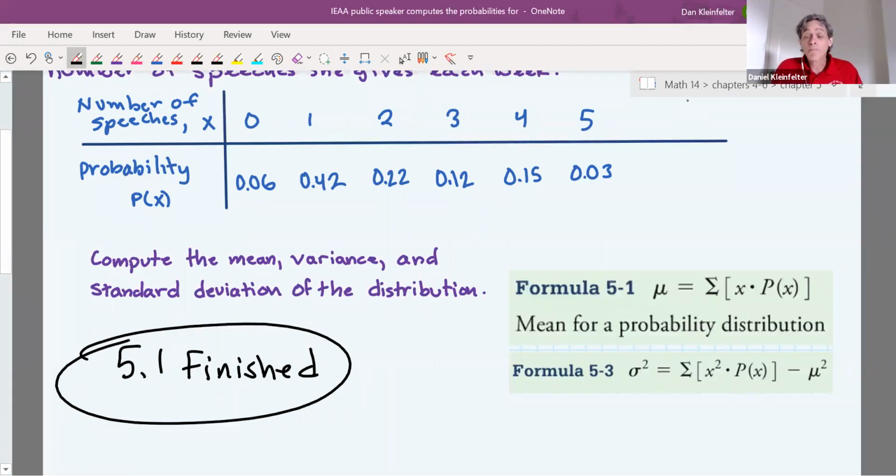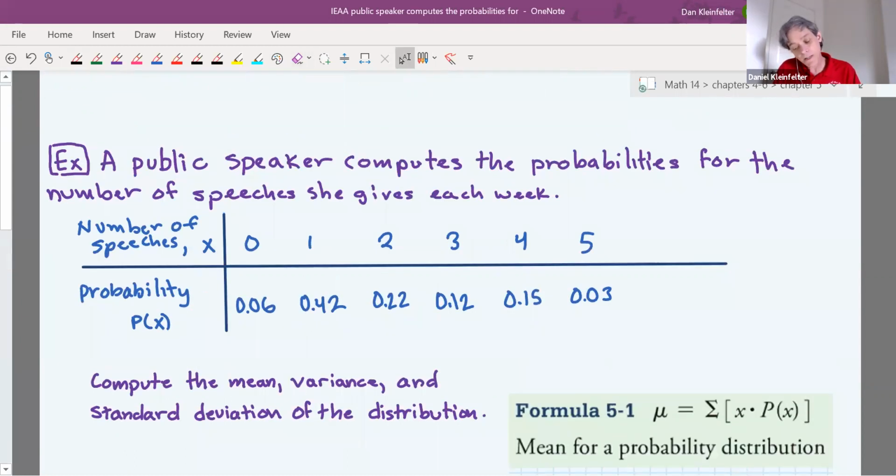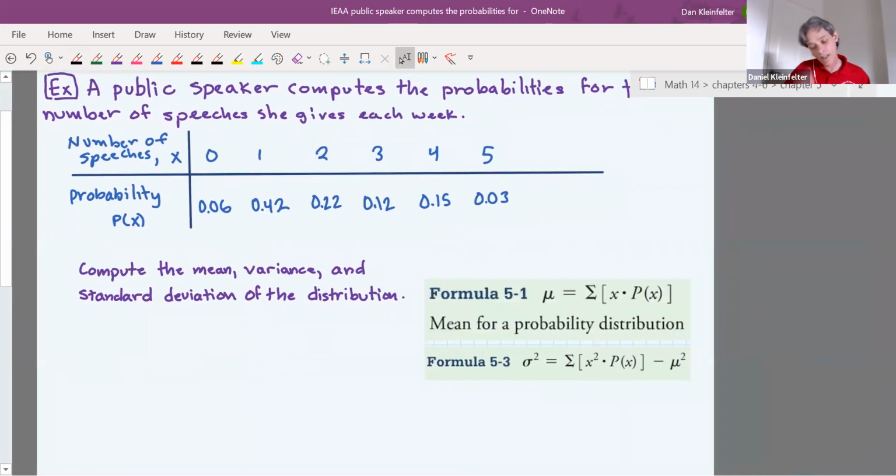Welcome back, everybody. In this video, we're continuing with section 5.1 with some more examples. So the example we've got here involves a public speaker, and the speaker computes probabilities for the number of speeches she gives each week. And so we have the possible outcomes and the corresponding probabilities shown in the table. What we're to do is find the mean, variance, and standard deviation of this distribution. So mostly a pretty routine application of these couple of formulas from section 5.1.